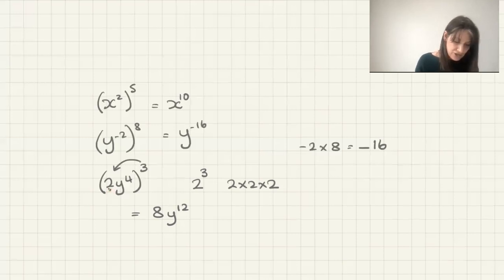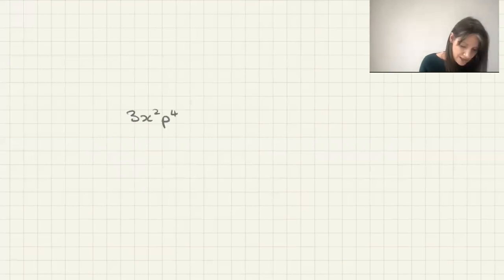Okay, let's just do a couple of other questions of how they might be able to use those rules and extend you slightly differently, and then you're ready to practice. So first one is going to be 3x squared and p to the power of 4 times 5x p to the 3.